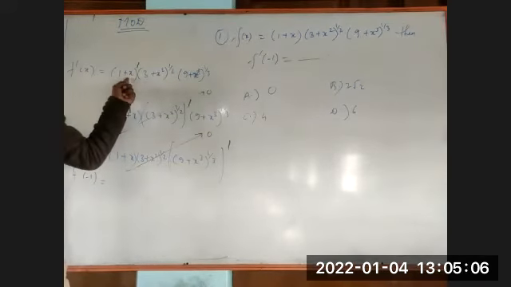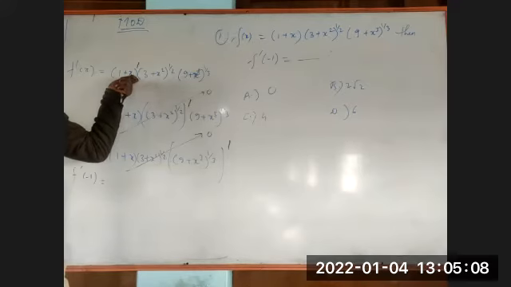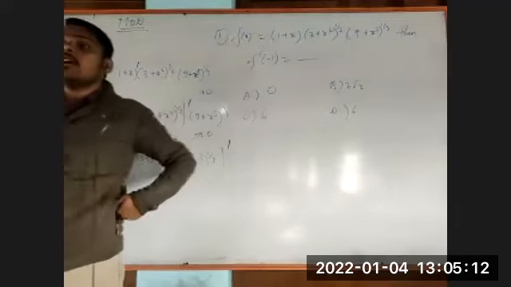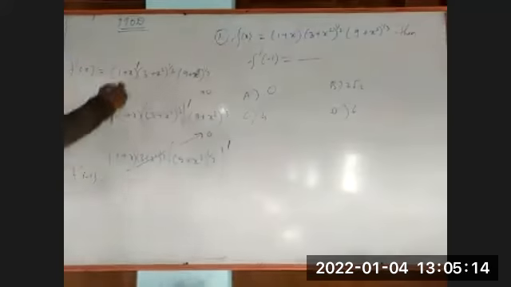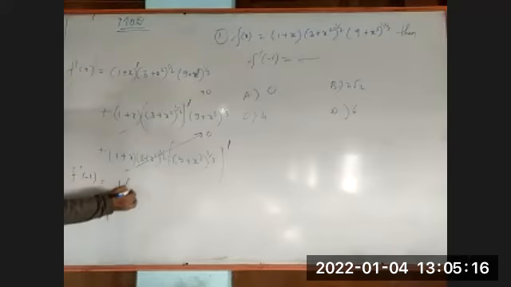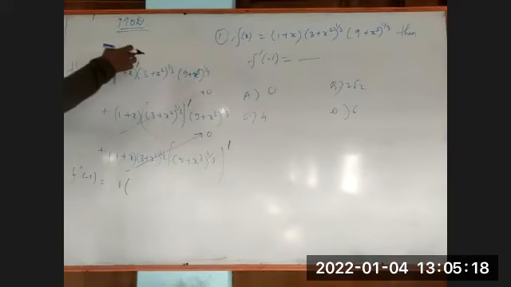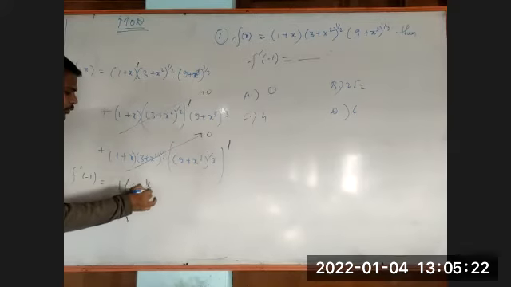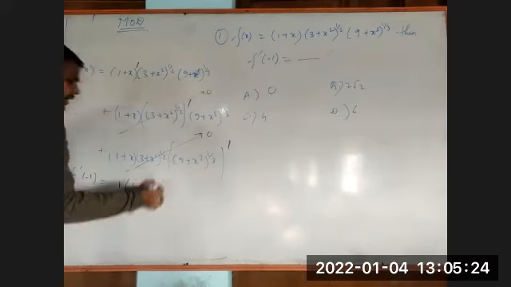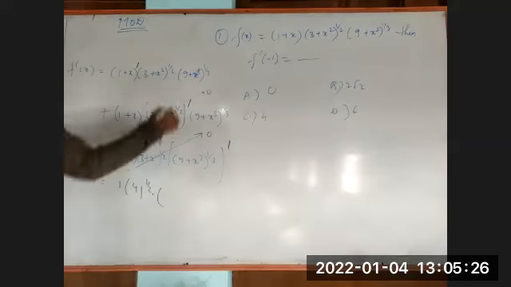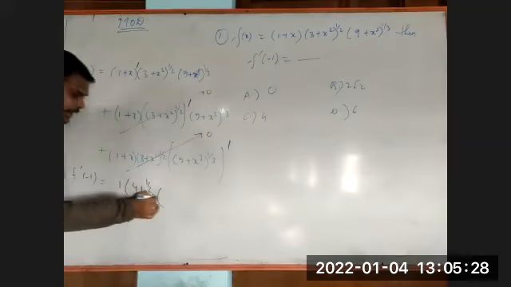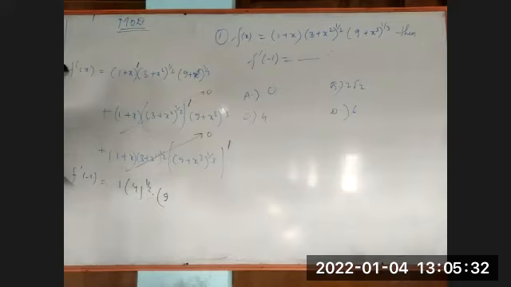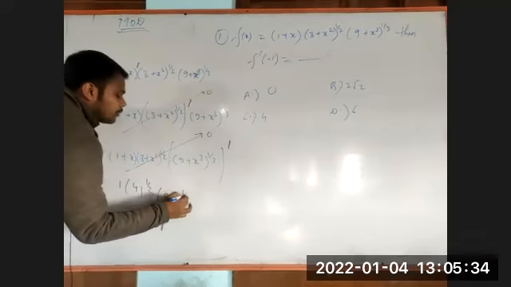And what is the differentiation of this? 1 plus x. So it is nothing but 1 into, what value do we put for x? -1 squared is 1, 3 plus 1, 4 raised to power 1 by 2, into 9 plus x cube, right? 9 plus (-1) cubed is -1, whole raised to power 1 by 3.